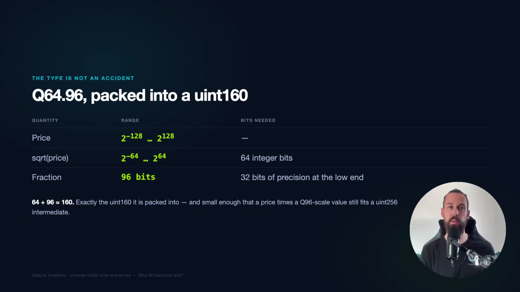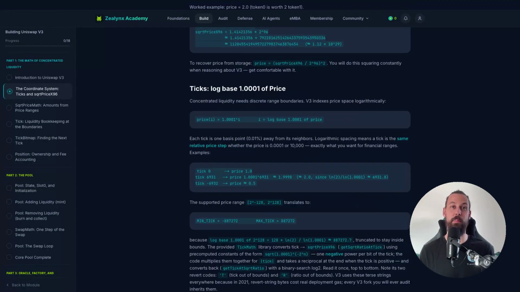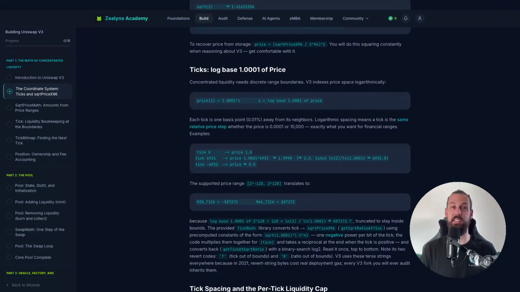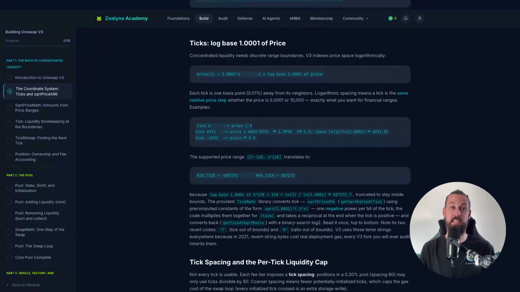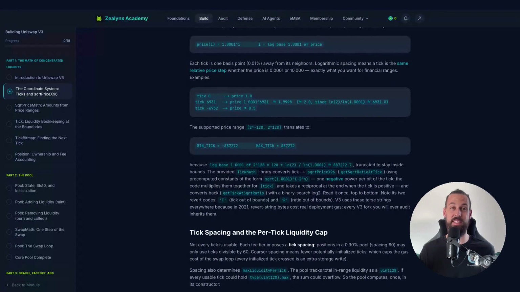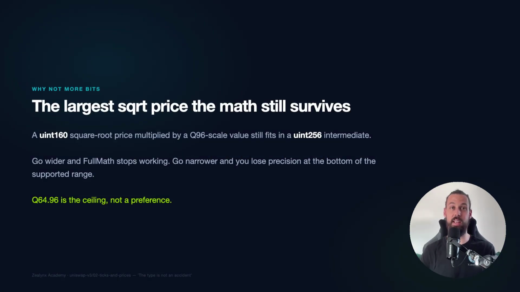Q64.96 means 64 integer bits and 96 fractional bits. Add those and you get 160, which is exactly the uint160 it's packed into. V3 supports prices from 2 to the minus 128 up to 2 to the 128. Take square roots of both ends and that range becomes 2 to the minus 64 up to 2 to the 64. So the integer part needs exactly 64 bits. No waste, no shortage. And the fractional part, 96 bits, leaves you 32 bits of precision, even at the very bottom of that range. The type isn't an accident.